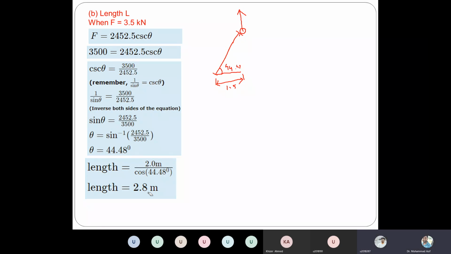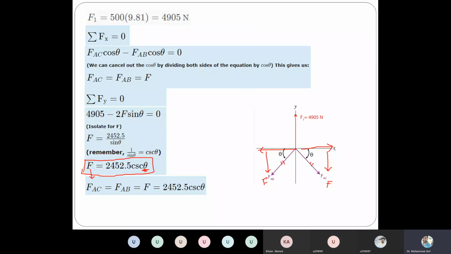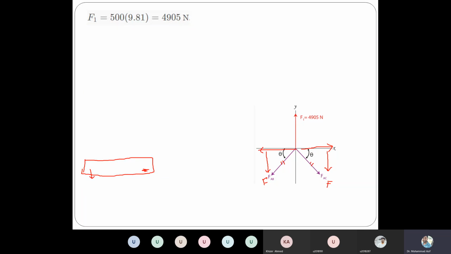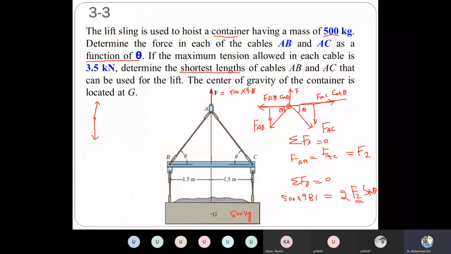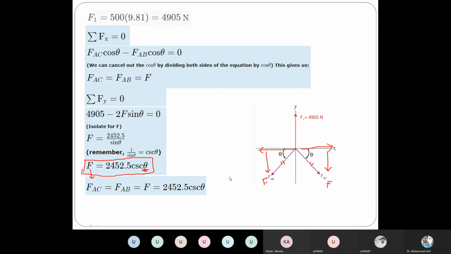Right, you understand the problem? Sir, this 2 meter... Yes, sir. 2 meter, basically here is a typing error. Here, instead of 1.5, please use 2 meter length. Here is 2 meter, here is also 2 meter, right? Okay sir, clear.